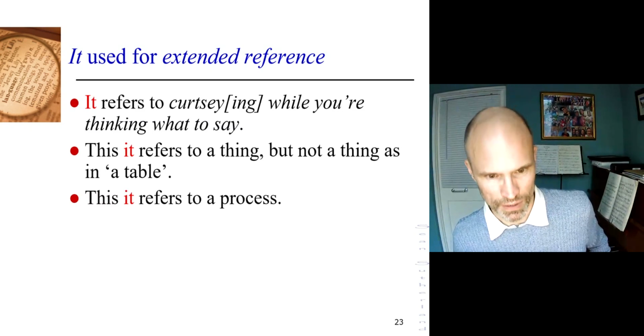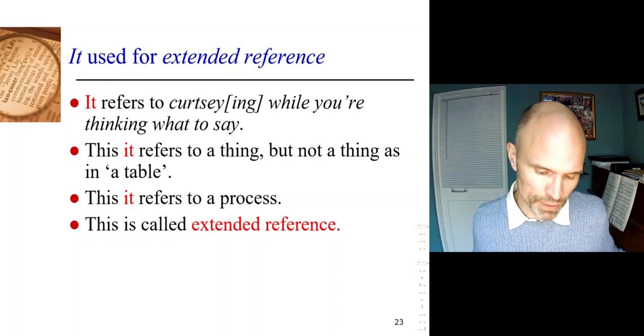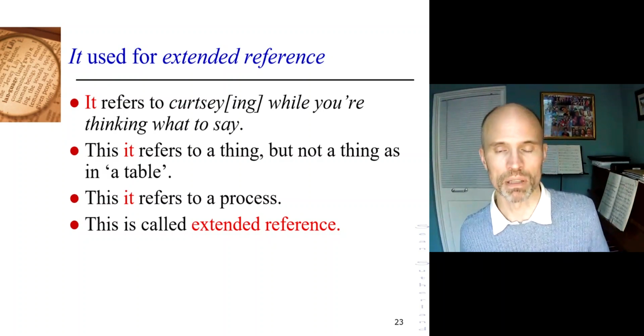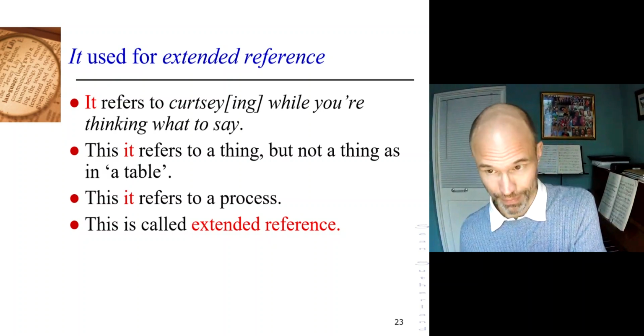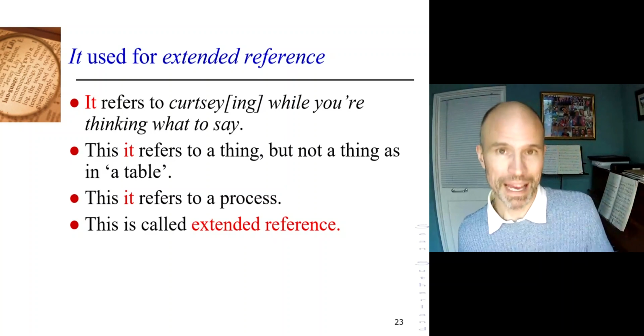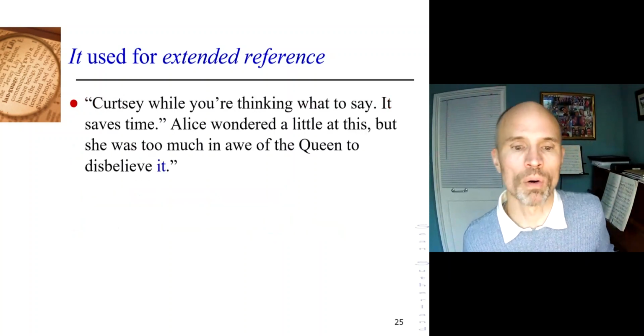You can pause to read these, but that's what I just said. This extended reference refers to more than just a noun or a noun phrase, like the pen, the table. Alice, who is it? It's Alice. That's a noun. The pen is a noun phrase. Here it refers to more than that. And in fact, it can keep going.